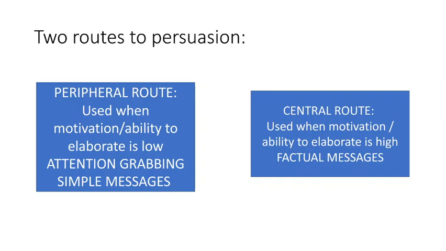If they're likely, on the other hand, to be able to listen to and process and be interested in the message, then we use what's called the central route, which is where you give details, you give facts, you give well-reasoned arguments. As a result of that kind of message, if they're likely to listen and process, they're more likely to change their behaviour. So those are our two routes to persuasion.